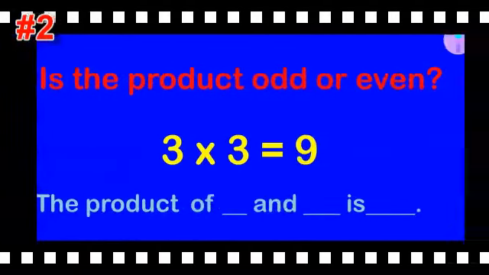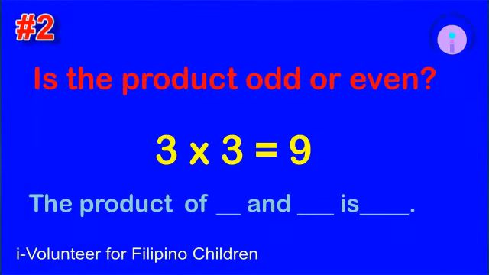Item number 2. Is the product odd or even? The product of 3 and 3 is odd. Kindly repeat.